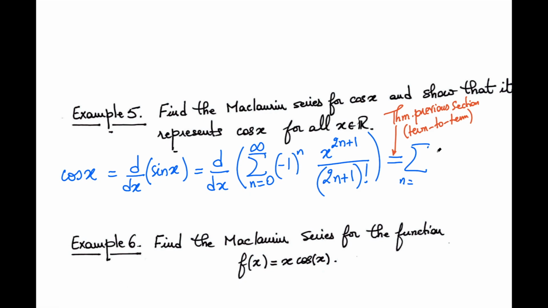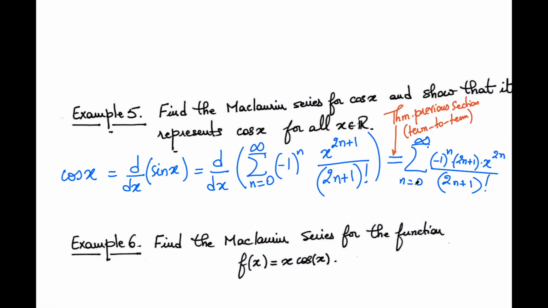-1 to power n, right? If you differentiate this, what do you get? x to power 2n plus 1. If you differentiate it, you get 2n plus 1 times x to power 2n plus 1 minus 1, which is 2n, divided by this 2n plus 1 factorial, right? Correct? And that's going to start at 0. Make sense?